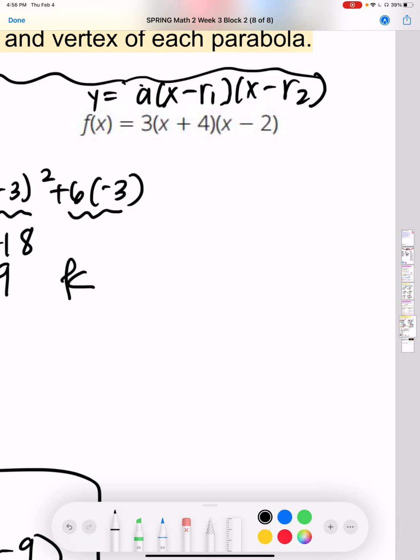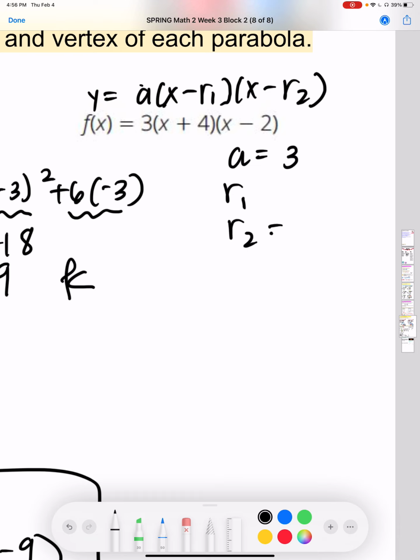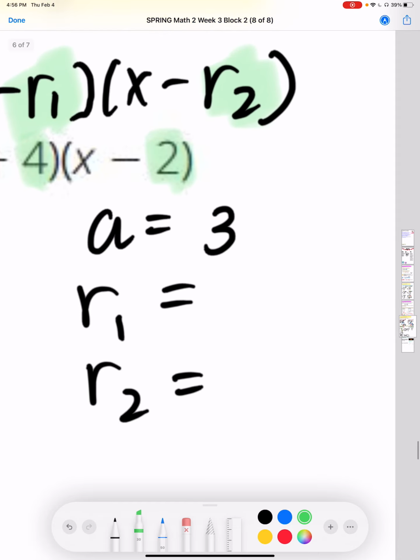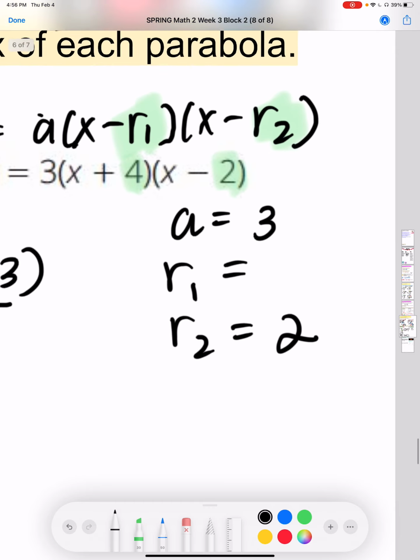Okay, so we have, let me erase a little squiggly on top. We have y equals a times x minus r1 times x minus r2. So let me just go ahead and write some of these things down. I have an a of 3. Now r1 and r2, okay? So r1 and r2 come after the minus sign. Now, for r2, that's super easy to see, okay? It's just 2. It's not negative 2 because it comes after the minus sign.